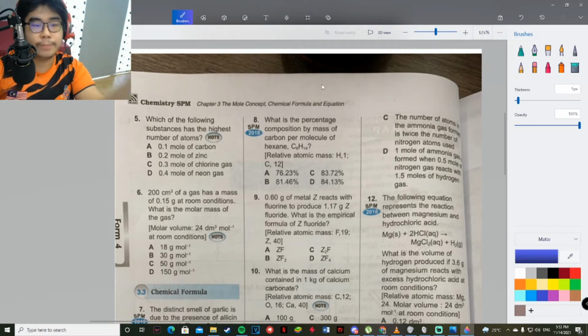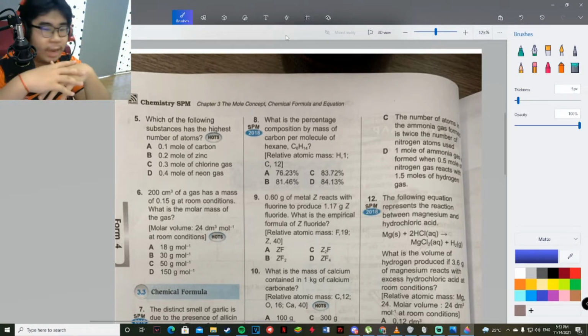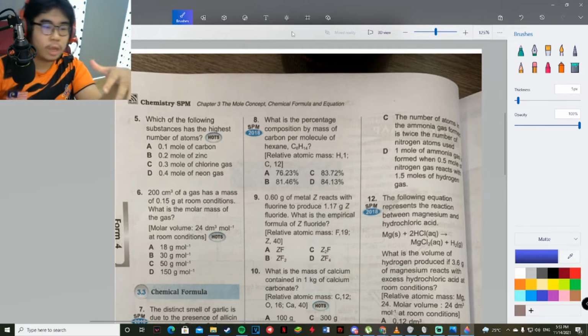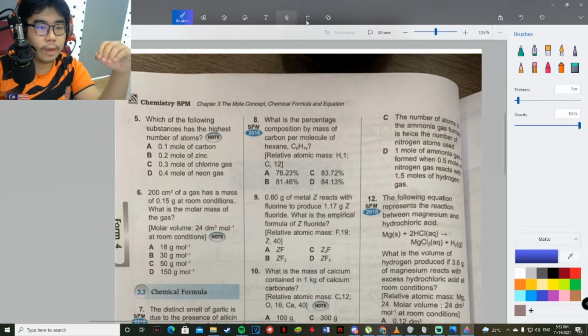So the idea is simple, right? The base currency, the base unit for this chapter, or any chemistry calculation question, is that you need to find the number of mole of that particular chemical substance before you can find other things like the mass of it and the volume of the chemical substance. So let's start off with what a mole means and other things in this chapter.